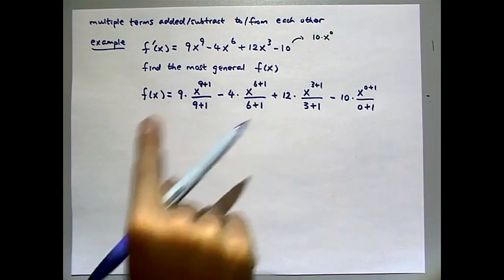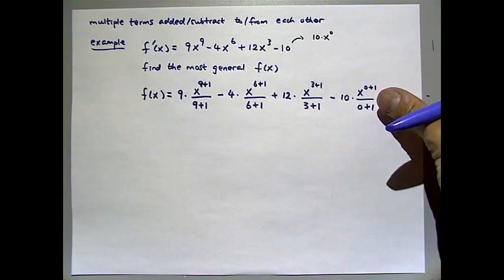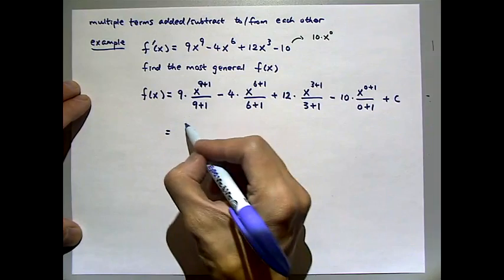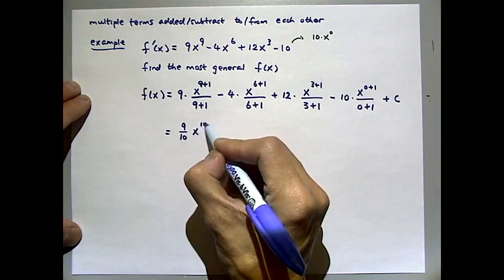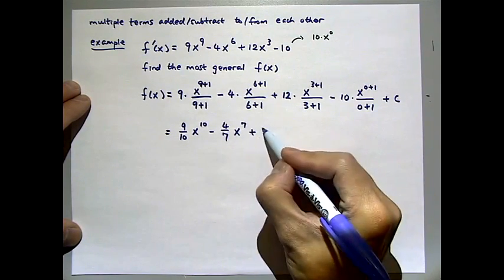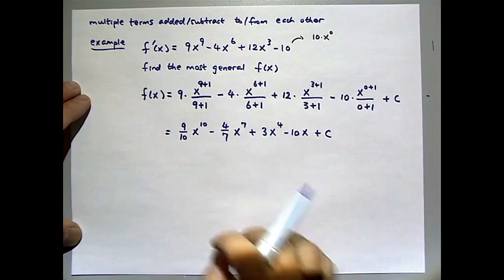Now at the very end, remember, some constant could have been there in the first place, but it would have disappeared when we take the derivative. So now we add a constant of integration, plus c. You only need one of those, but you have to have one. Without it, it would not be the most general possible function that gave us that derivative, so just put a plus c there to account for a possible constant. Okay, let's clean this up. 9 over 10 x to the 10th, minus 4 over 7 x to the 7th, plus 12 over 4 x to the 4th, minus 10x, plus some potential constant.